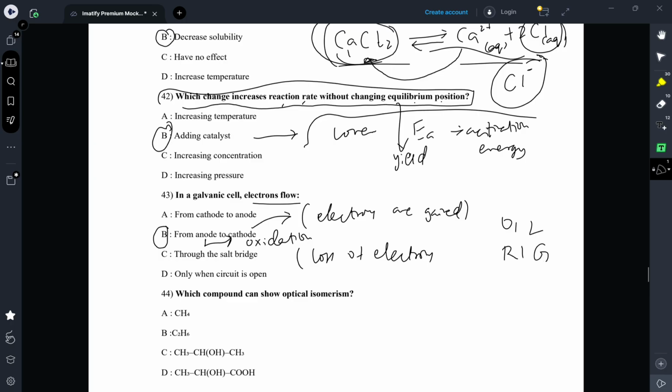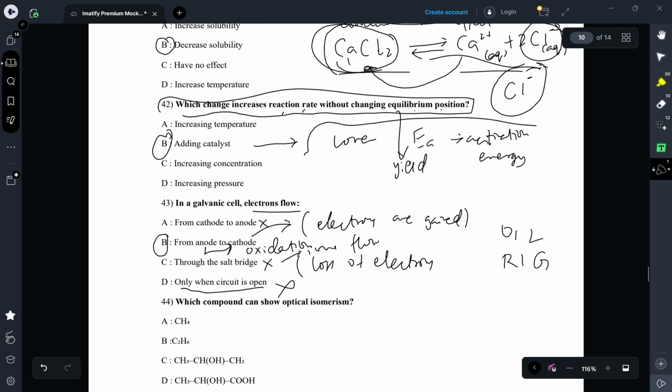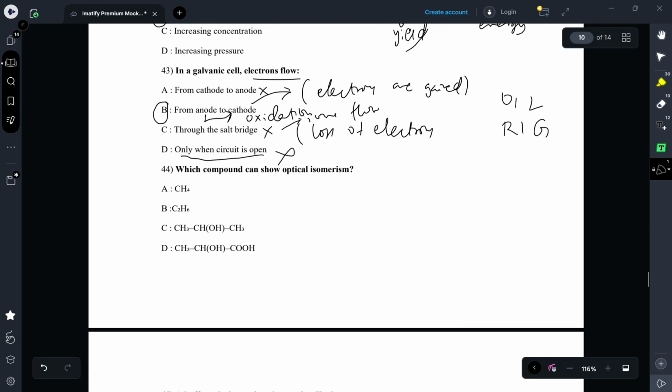So the other option is wrong because this is the opposite. Through the salt bridge, no, this is also wrong because through the salt bridge ions flow, not electrons. Only when circuit is open, so this is also wrong because in a galvanic cell, the circuit is closed. So this is the answer. B is the answer.